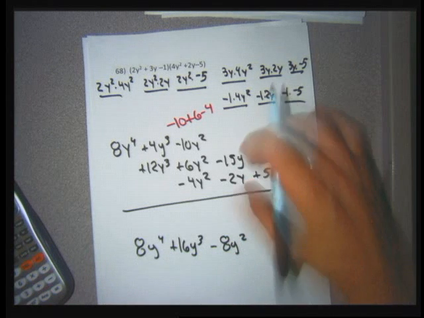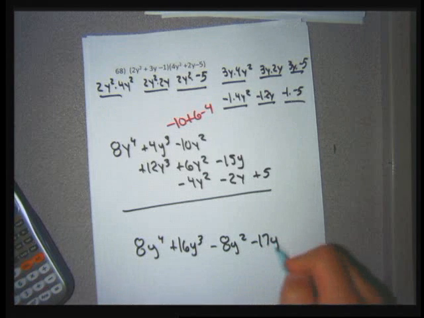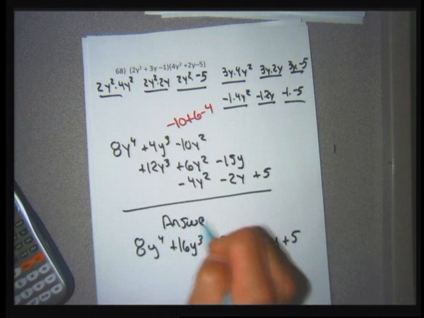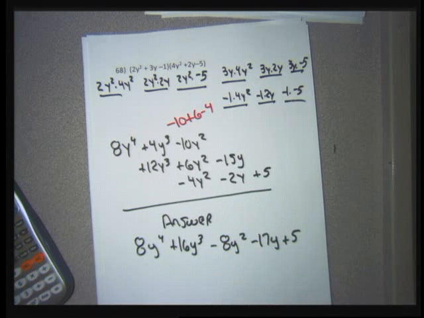Third one, they're both negative. I add them and keep them negative, and bring down the 5. So my answer to 68 would be 8y to the fourth plus 16y cubed minus 8y squared minus 17y plus 5, assuming I haven't done anything horrible and made a mistake.